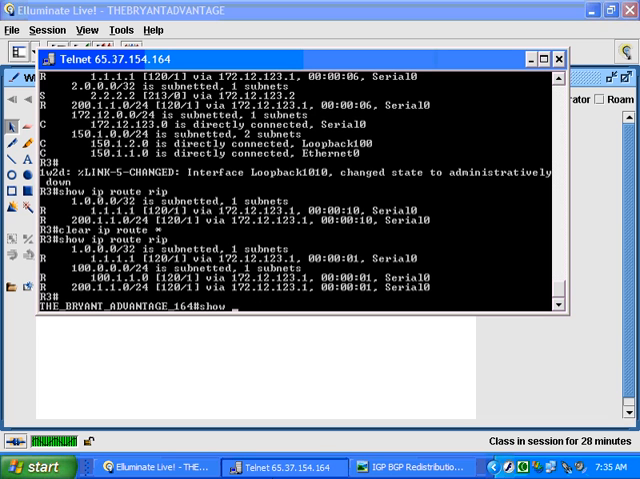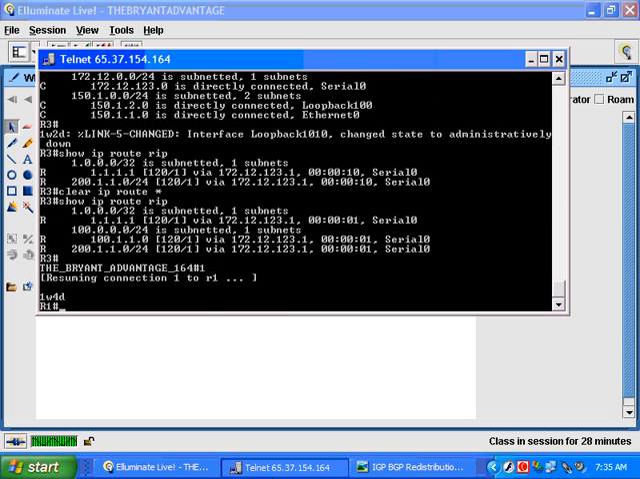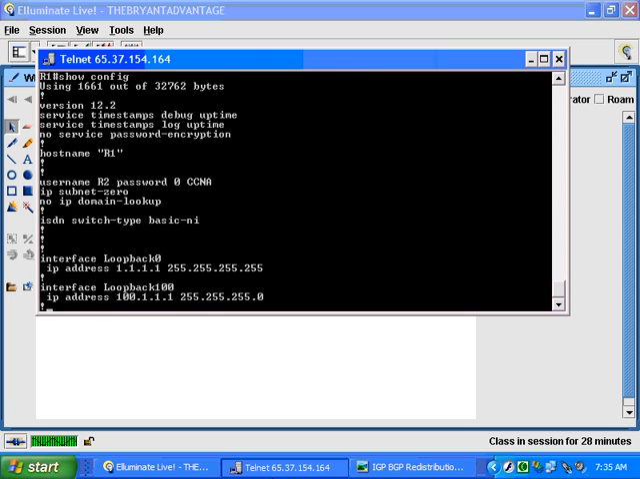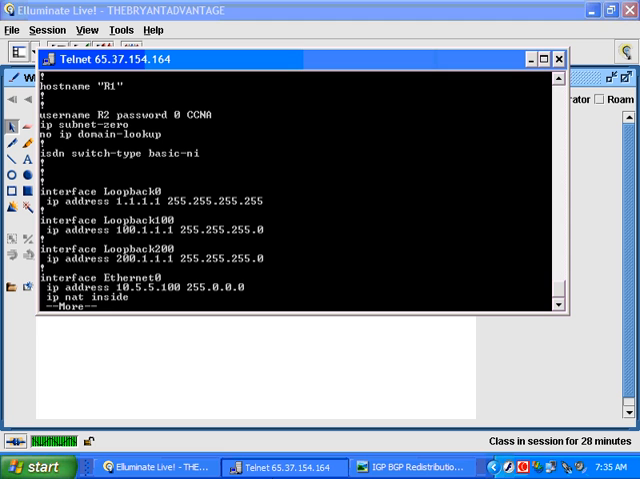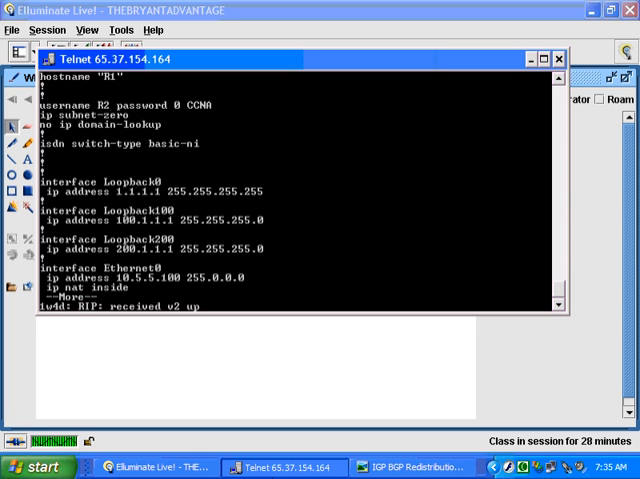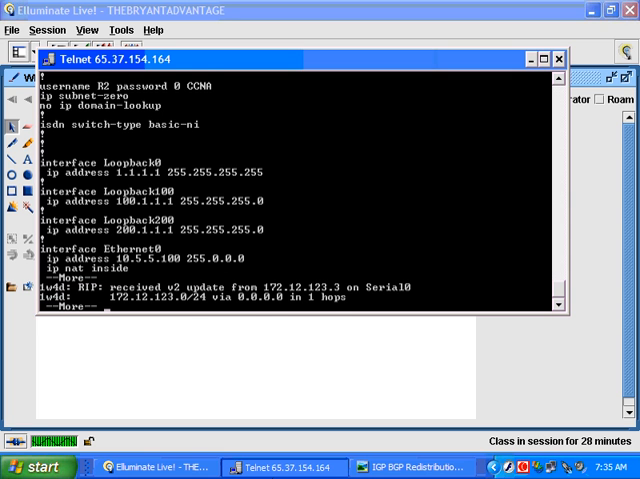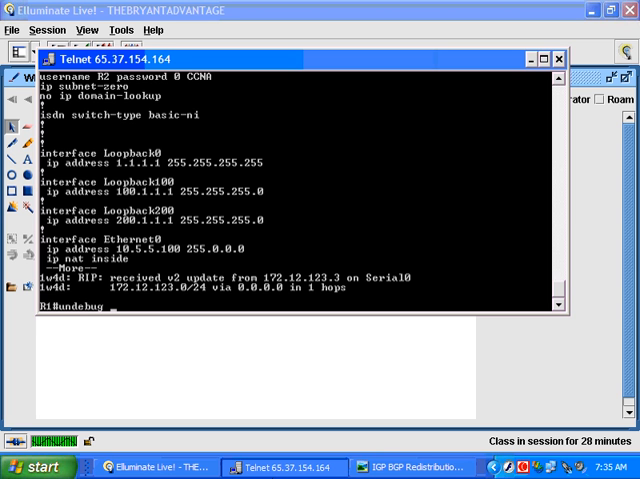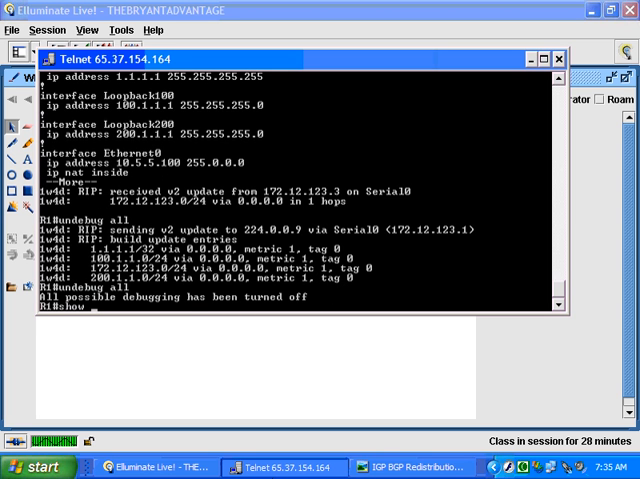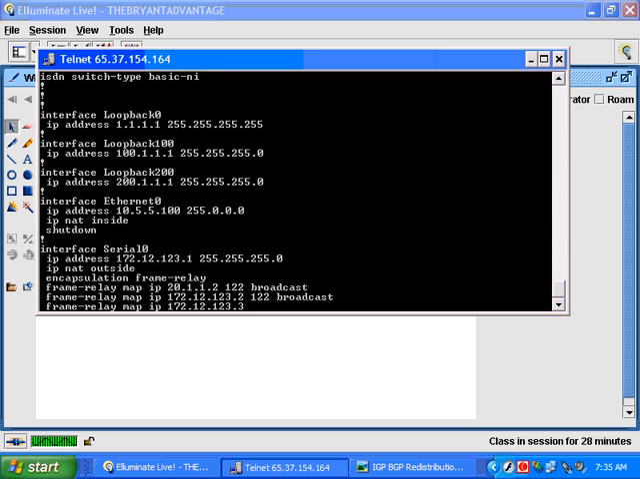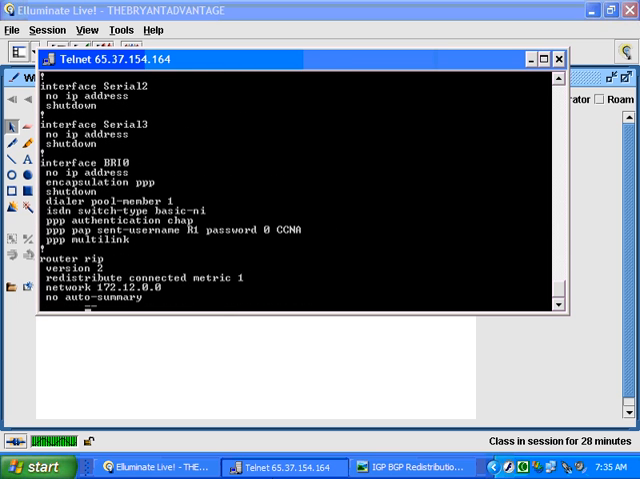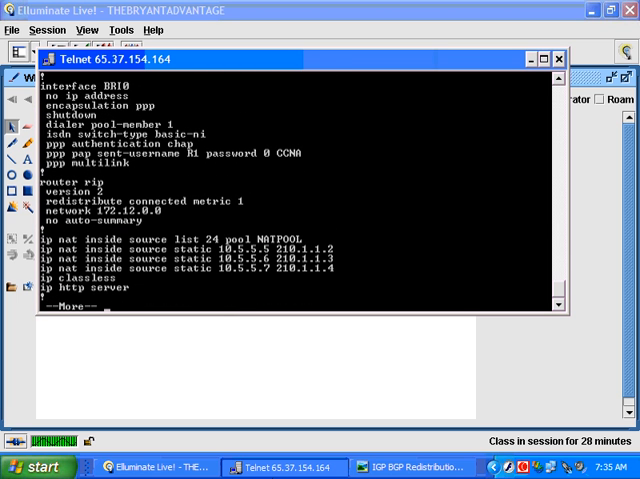Actually, they're all running RIP, but router 1 is the only device that is actually advertising a couple of networks. And right up here at the top you see 3 loopbacks, loopback 0, 100, and 200, with corresponding, let's turn the debug off here, corresponding IP addresses. Let's go back down to the config. We're going to look at the RIP config right here. You can see it's running version 2. It is running over the network 172.12.0.0. Auto summarization has been disabled.